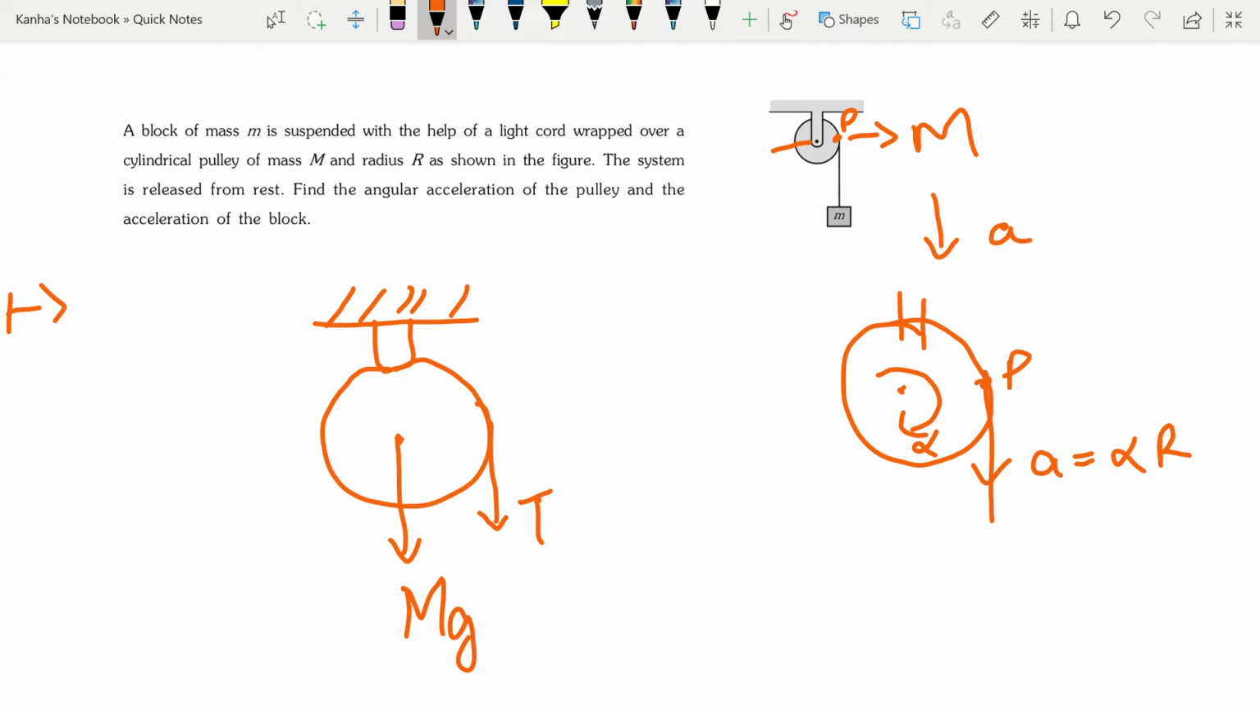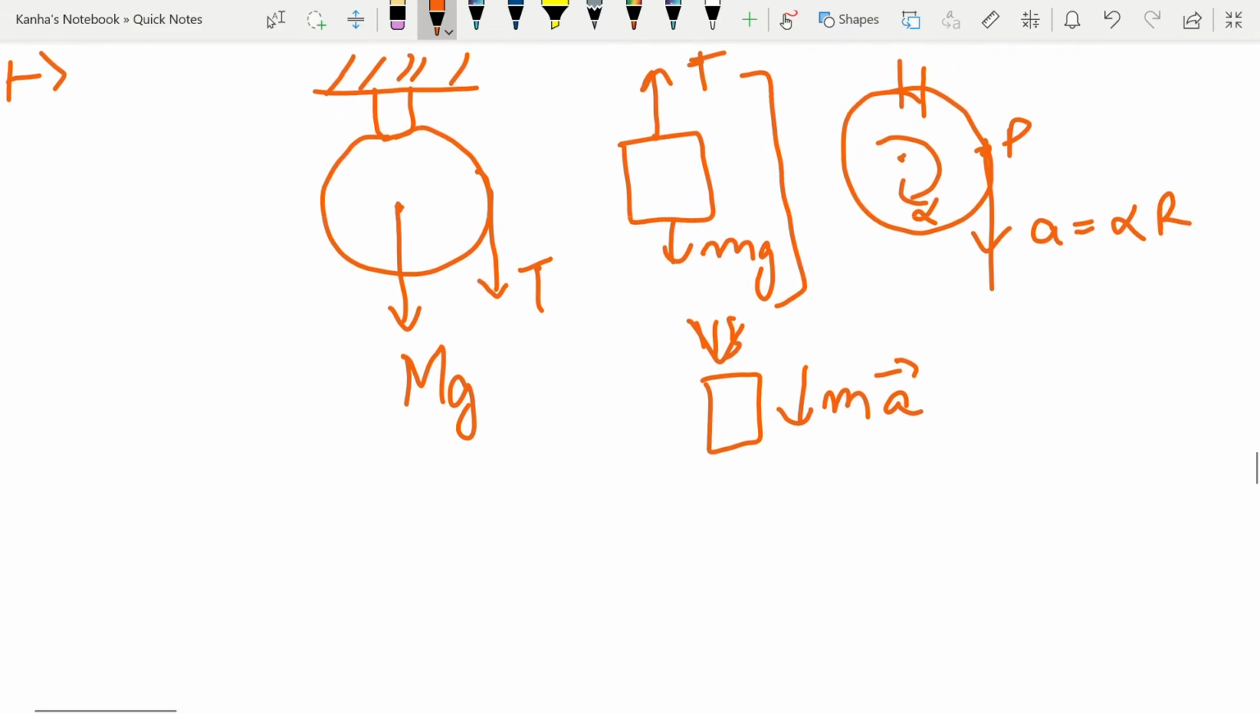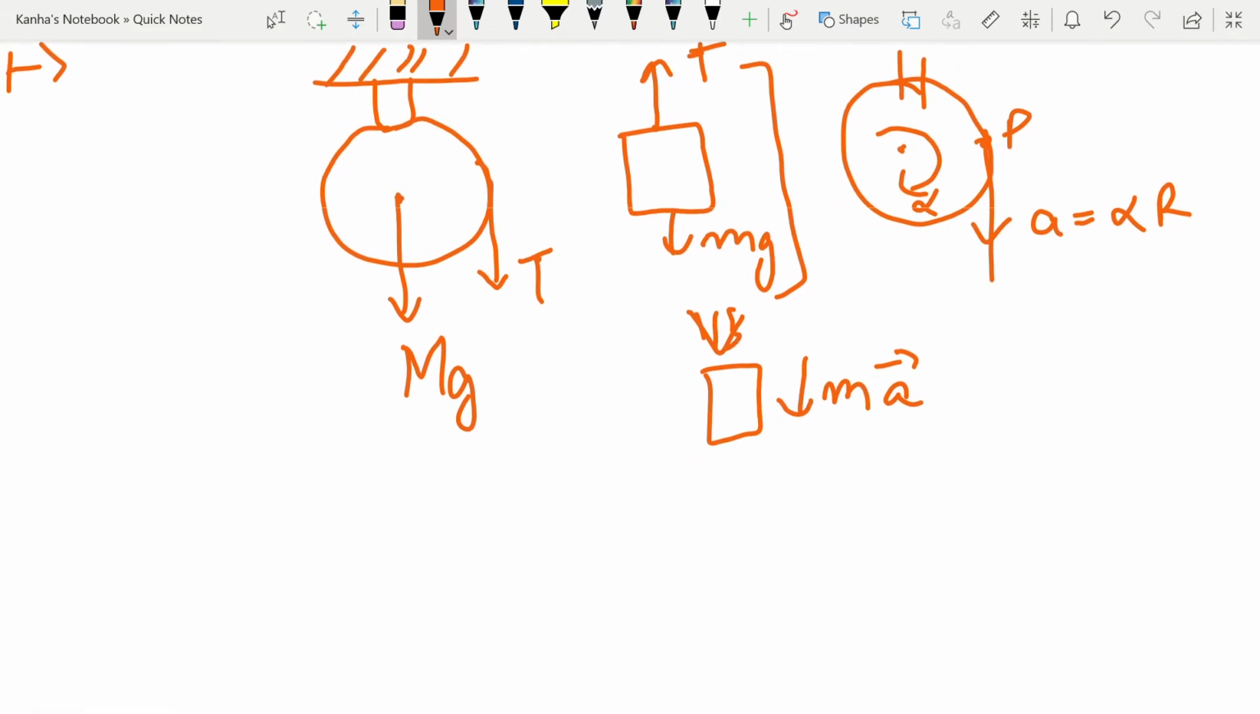For the small mass, you have tension on the top and you have mg downwards, and as soon as this is cut, this mass will start to move downwards with a force ma. Okay, so these are the basic things. Once my FBD is clear, now we can easily proceed.